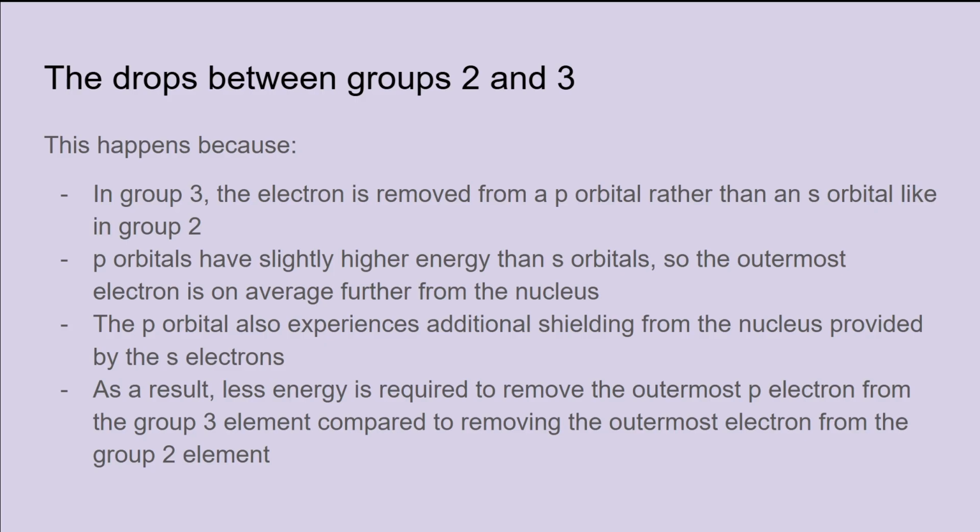And this happens because in group 3 the electron is removed from a p orbital rather than an s orbital like in group 2. And p orbitals have slightly higher energy than s orbitals, so the outermost electron on average is further from the nucleus. And the p orbital also experiences additional shielding from the nucleus provided by the s electrons. And as a result, less energy is required to remove the outermost p electron from the group 3 element compared to removing the outermost electron from the group 2 element. So it's because of the change in orbitals.